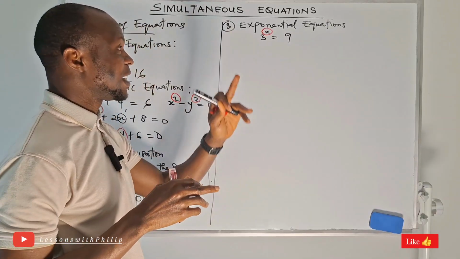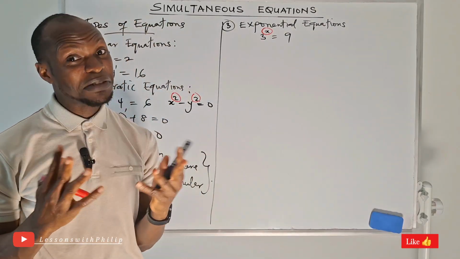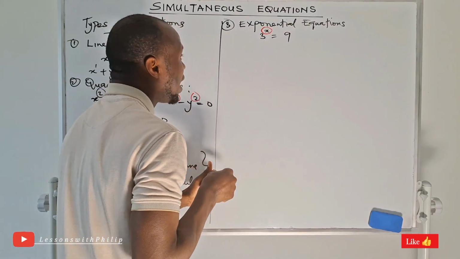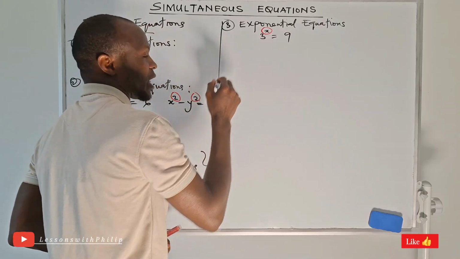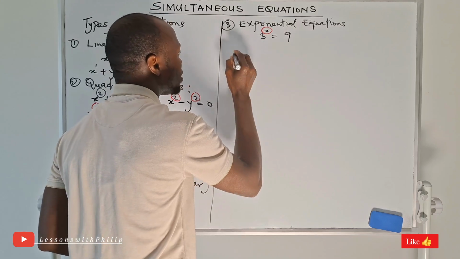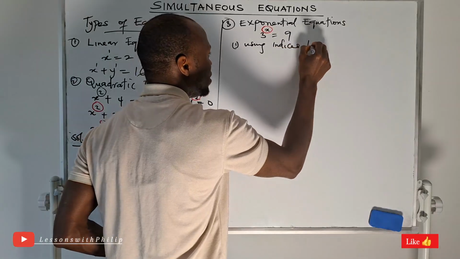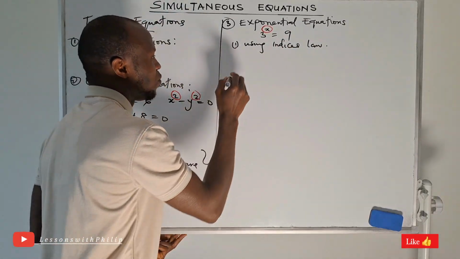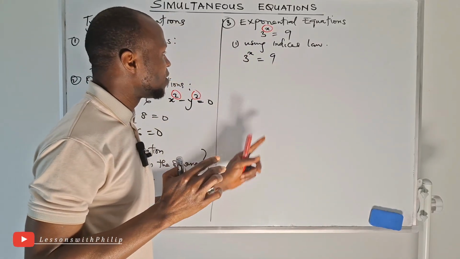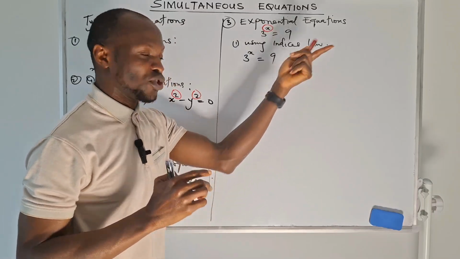Okay? And we'll be dealing with this in our simultaneous equations. Now, you can solve simultaneous equations in different ways. There are some methods you can use. There are some simultaneous equations that you can solve using what we call indices law. Especially if I have 3 raised to power x equals 9. When you have indices whereby you see this 9 is a perfect power, you can solve it using indices.